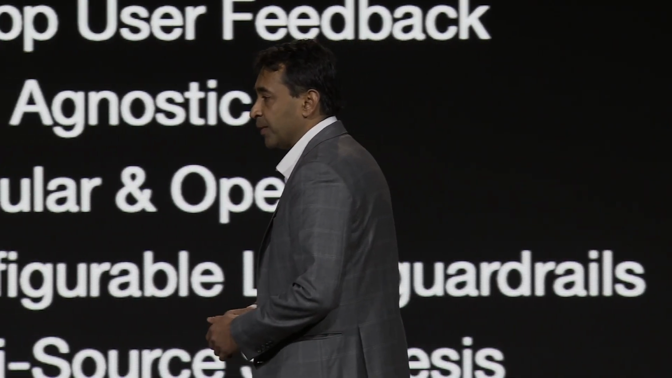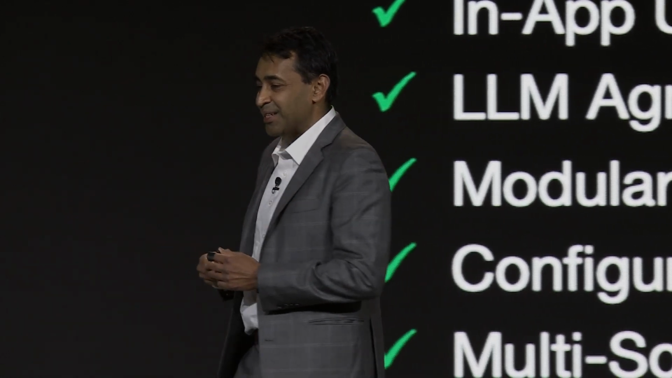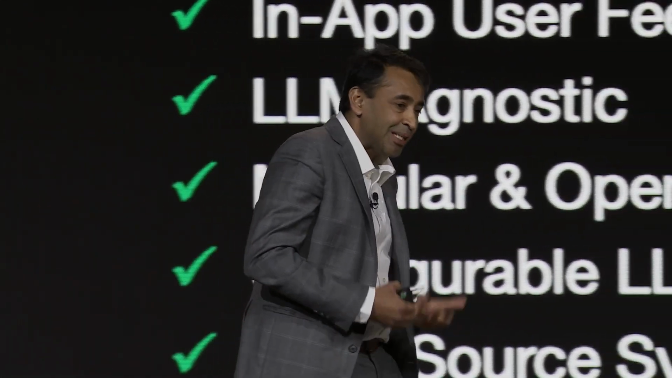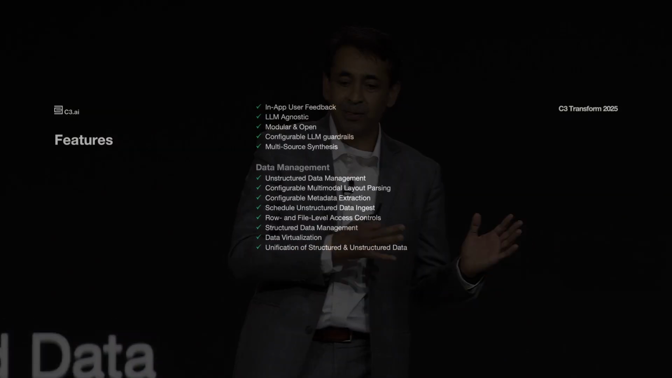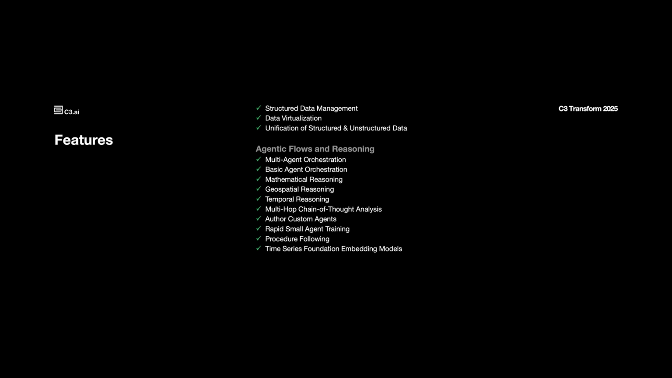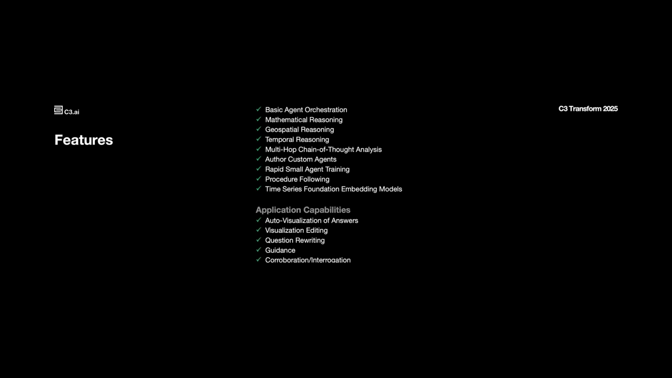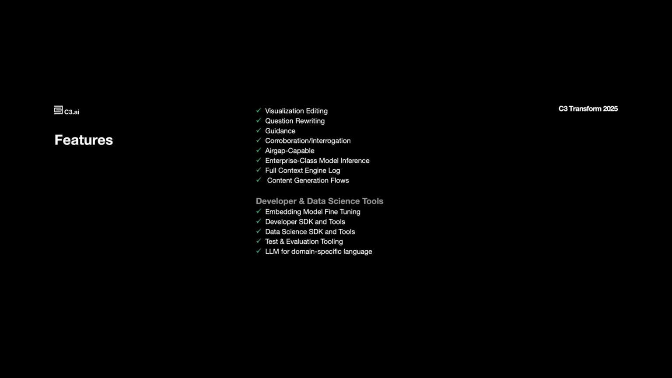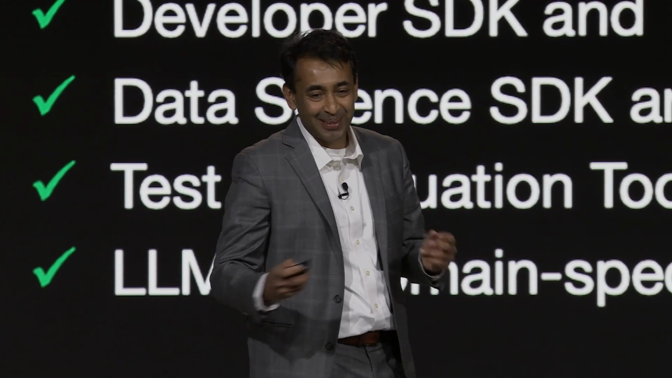Okay, so to summarize, we built a comprehensive agentic AI feature list with a lot of core features that I've covered: deterministic responses, traceability to ground truth, solving this hallucination problem, but then a lot of more advanced capabilities like full data management, structured, unstructured, configurable, multimodal parsing, all of the role-based and attribute-based access controls, all of the application capabilities we've invested in, all of the developer and data science tools we've invested in. So it is really a comprehensive product and a comprehensive stack today. Please take advantage of it.